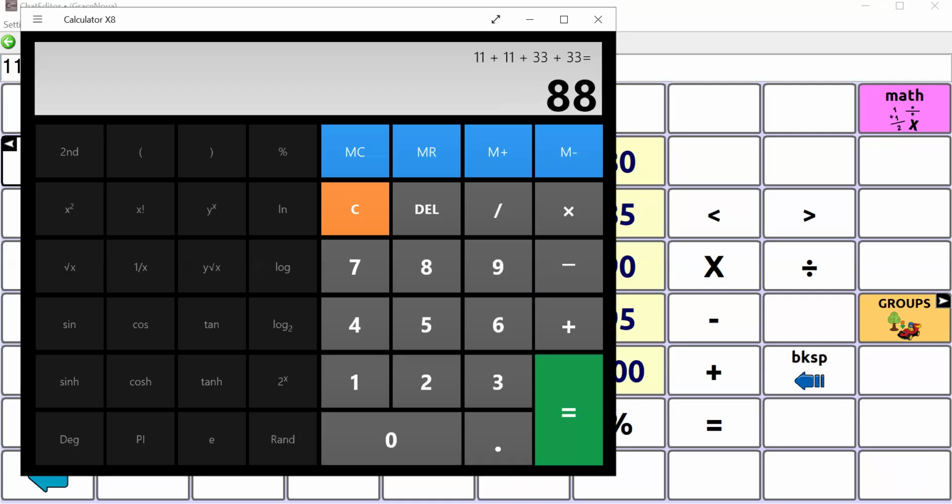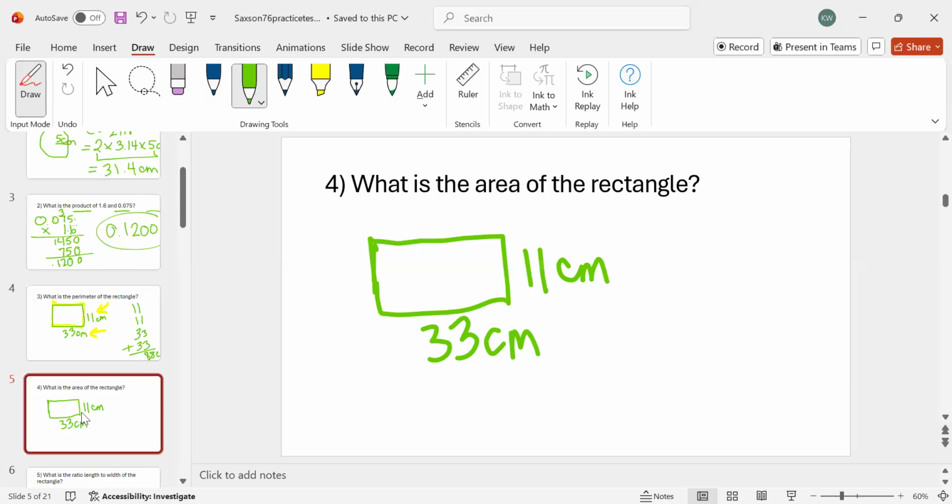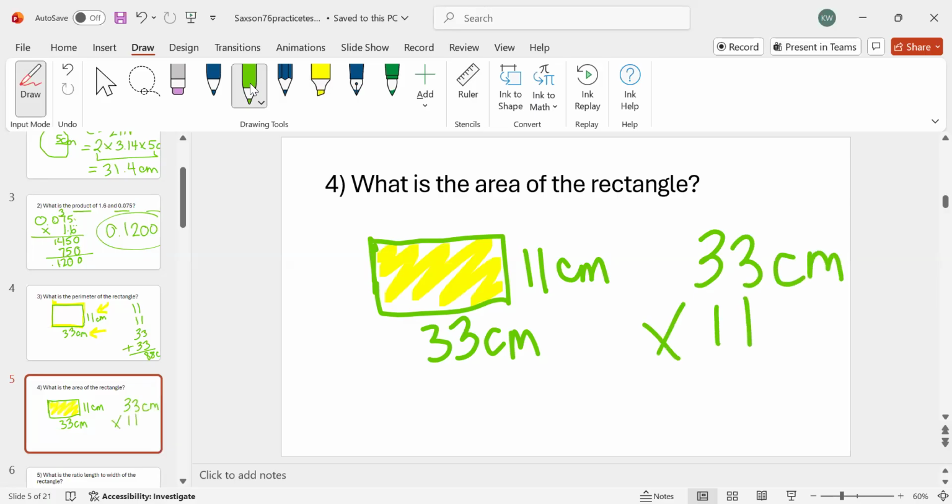Okay, on to the next problem. Now we have that same rectangle with sides of 11 and 33, and we are going to calculate the area. That's the area inside this rectangle. And to do that, we want to multiply the base times the width, or the two perpendicular sides there. So let's do that. We're going to take 33 centimeters times 11 centimeters.